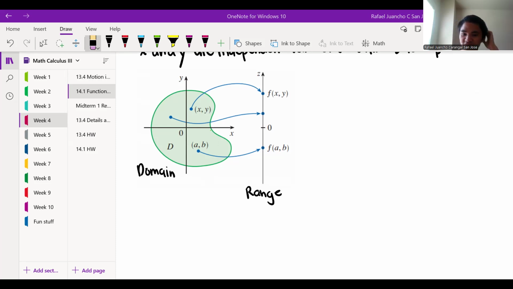And yeah, if it's not specified, then the domain is the set of all pairs xy for which the given expression defines a real number. So yeah, we just plug in the xy, we get an f. F is a real number. Okay, I hope that was helpful.